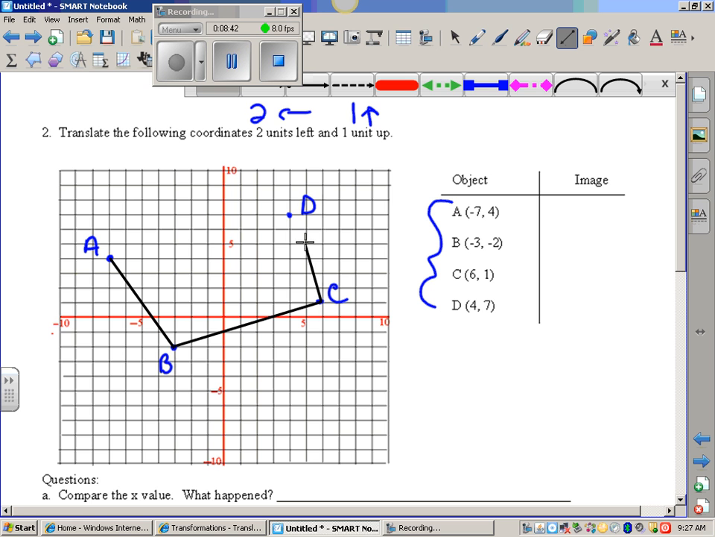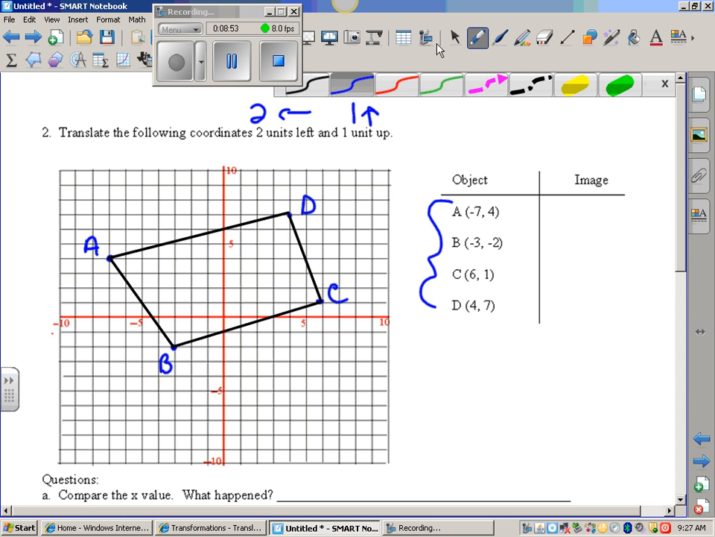Like, for example, this picture is pretty big. It takes up all 4 quadrants of your graph paper. It's going to overlap, so you need to be neat, no sloppiness. So here's my translation. You can count, or you can just add it to your coordinates. So I'll show you an example of both.